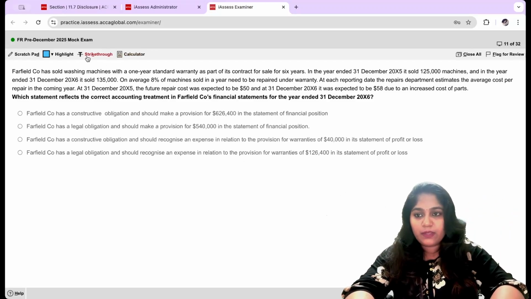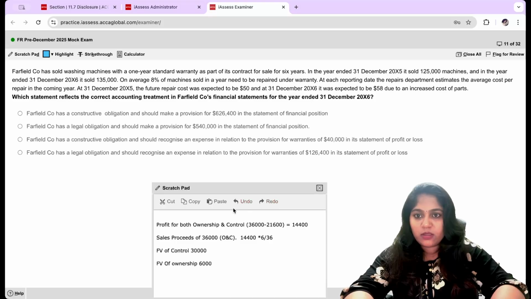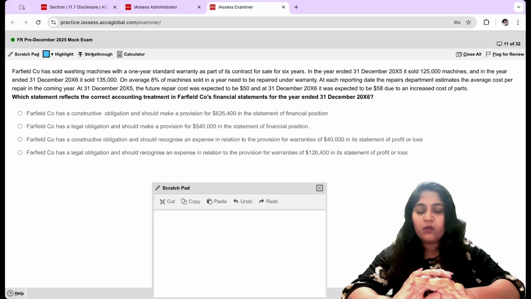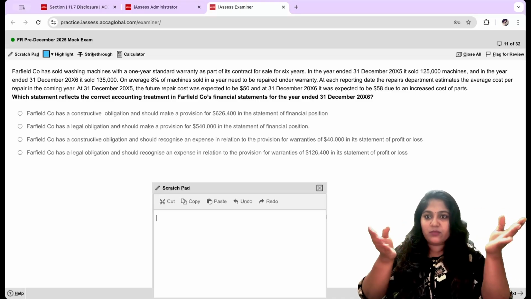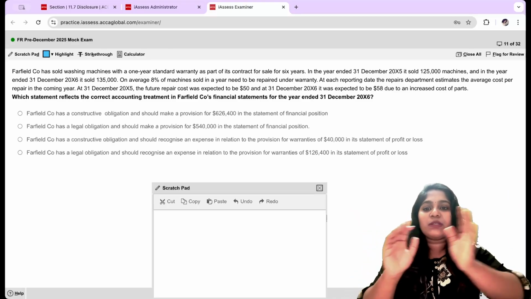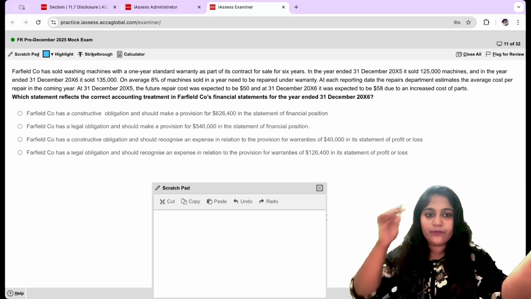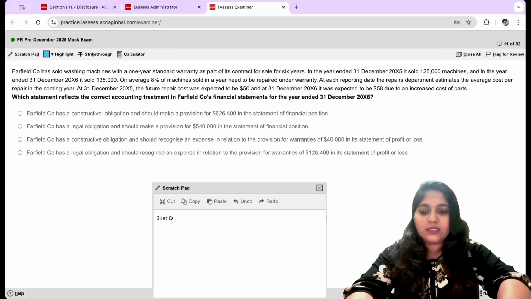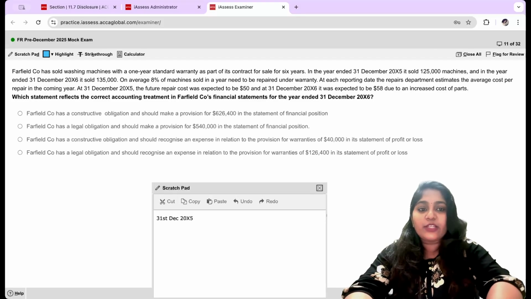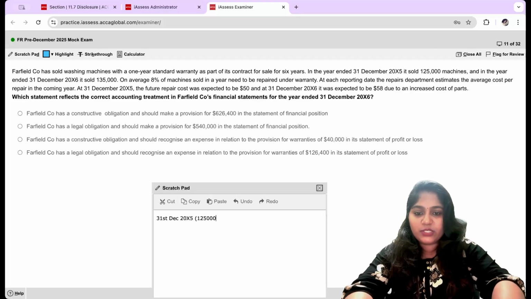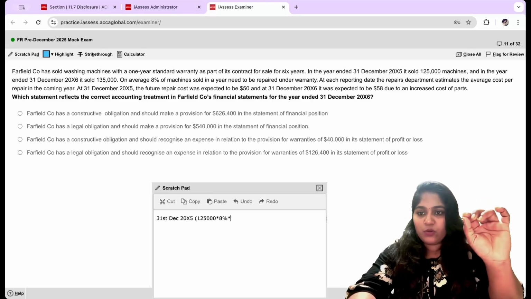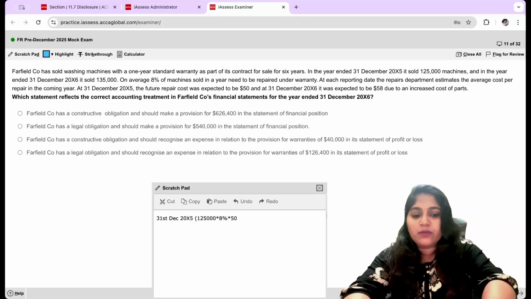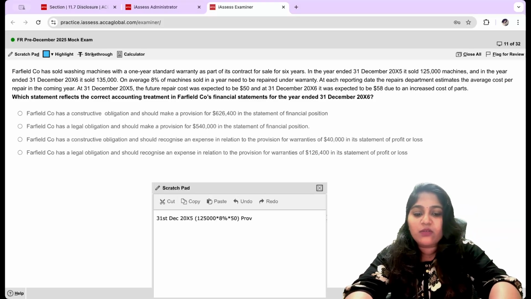I know these people have sold goods with a 1-year warranty. In the year ended 31st December X5, I've sold 125,000 machines. I predict 8% of machines sold will come back for warranty. For every machine that comes back, I will have to incur $50 per machine, which should be my provision value. Correct warranty provision.